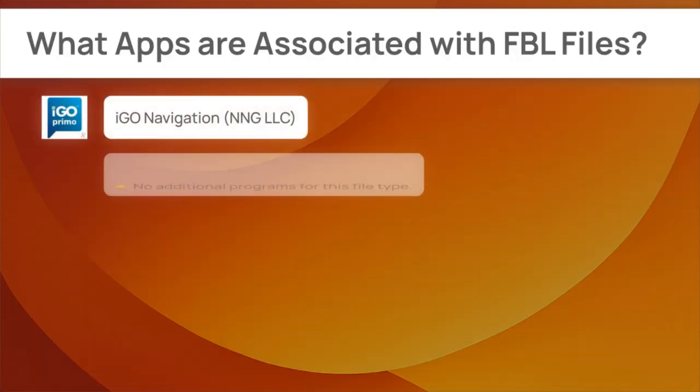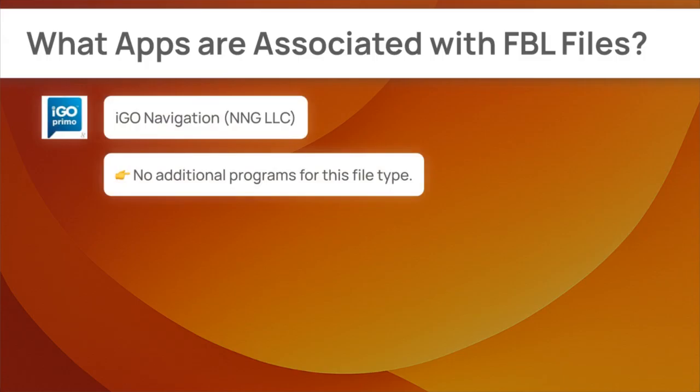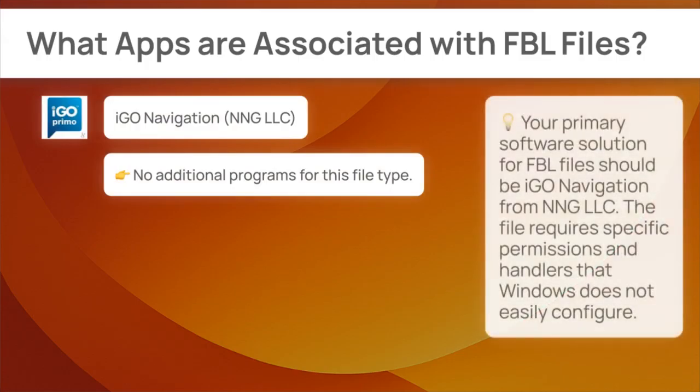This FBL file is designed specifically for the developer tool iGO Navigation by NNG LLC. To maintain file health, avoid direct interaction using Windows Explorer alone. Windows cannot show spatial geometry such as points, lines, or polygons.